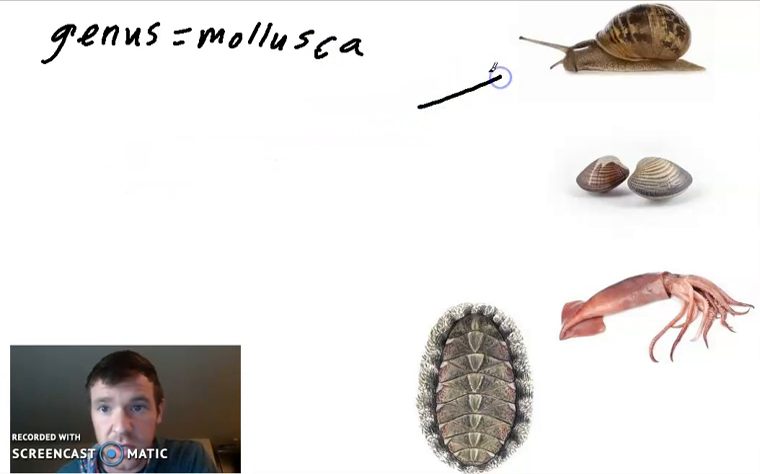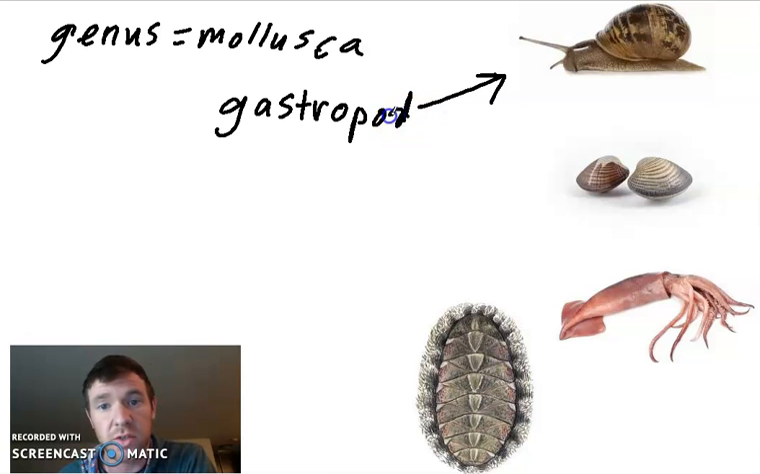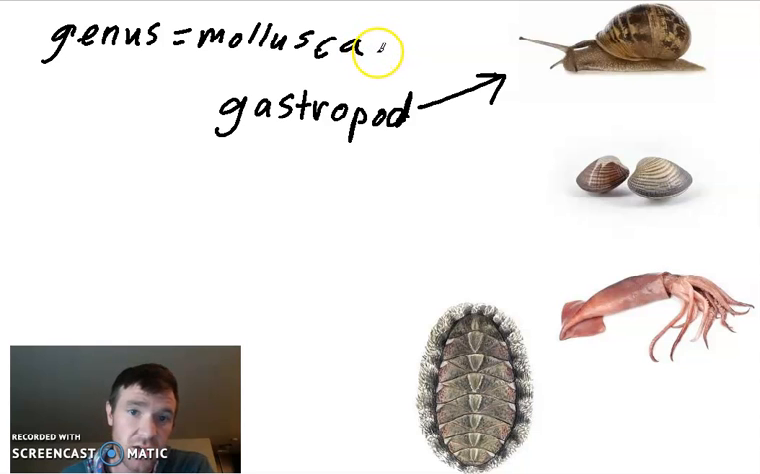The first one here we're going to do is the gastropod or gastropoda. Gastropod's going to include all of your snails or slugs. It's the most populated class in the genus Mollusca. The genus Mollusca contains the second most amount of species as far as invertebrate animals go. The most popular one, of course, is the arthropoda.